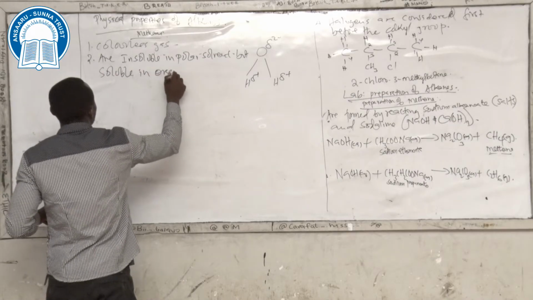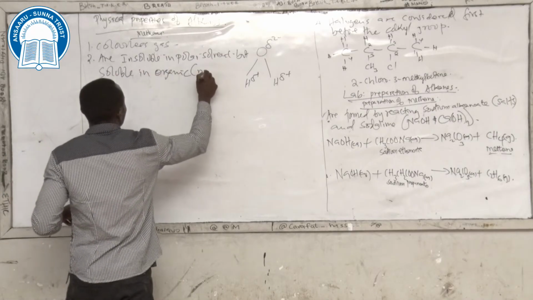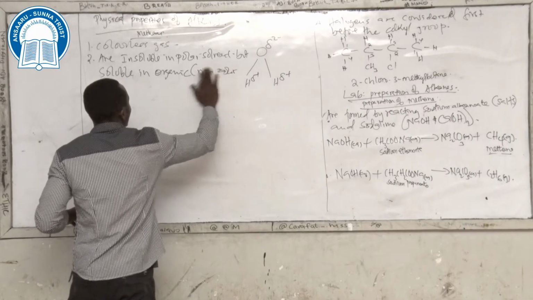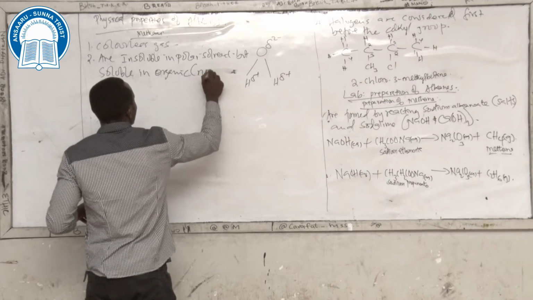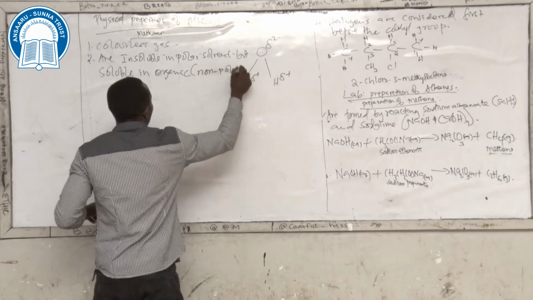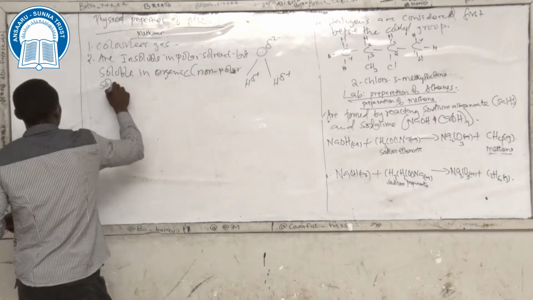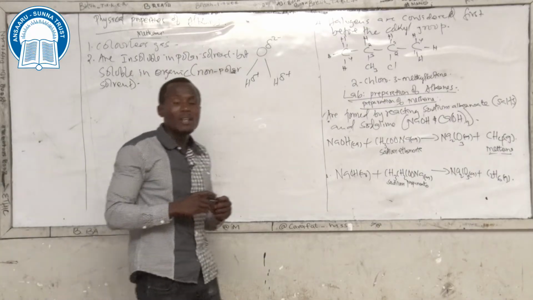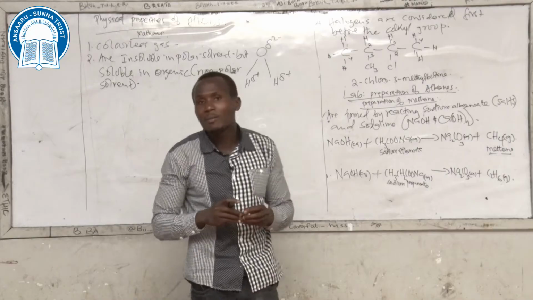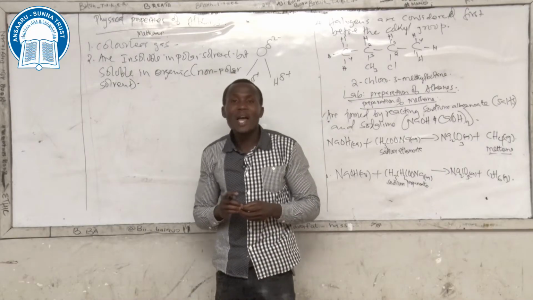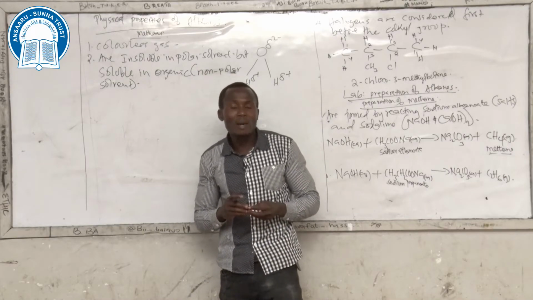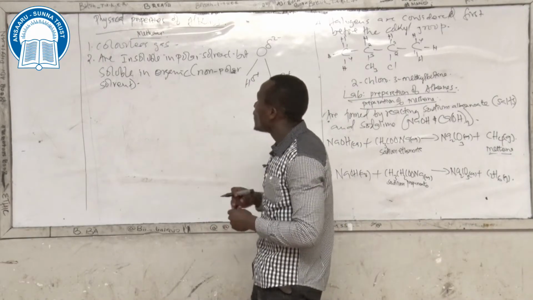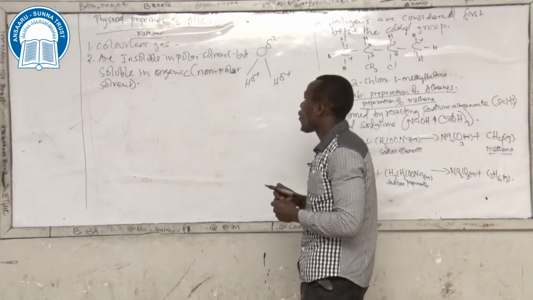So alkanes are insoluble in polar solvents, but soluble in organic, in brackets, non-polar solvents. Examples of the non-polar solvents, we have chloromethane, we have methyl benzene. Those are some of the examples of the non-polar solvents. So they are soluble in the non-polar solvents, which are the organic solvents.